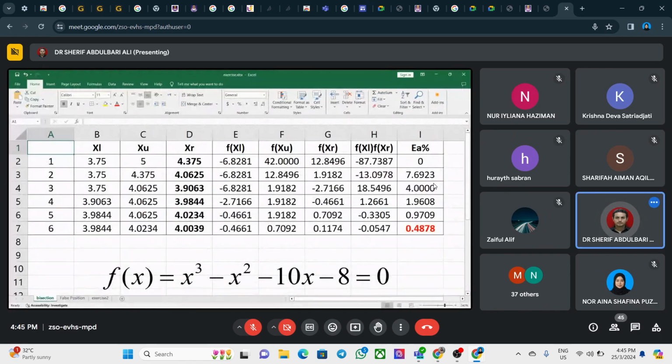Okay, you can check your answer. So you can see the value of XR that makes this function, actually the true value that makes this function equal to 0, is 4. If you put 4 for all the x's, you're going to get the answer equal to 0. So you're going to iterate till the error is less than 0.5%. Here it is 0.487, so less than 0.5, you're going to stop.